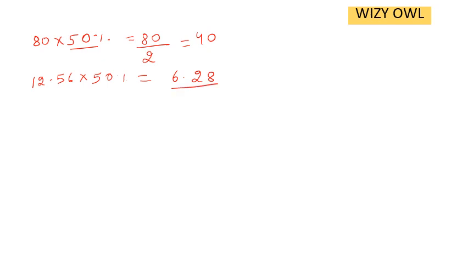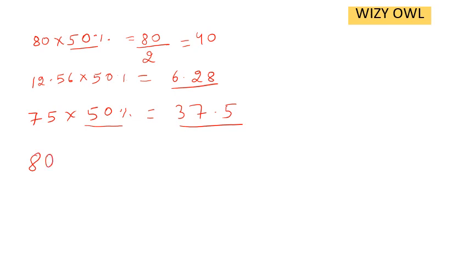Similarly, you can try to find 50% of 75. To find 50% of 75, you will just halve this number, it will become 37.5. I hope that whenever you have to find 50% of any number, you can do it mentally, just find half of that value.